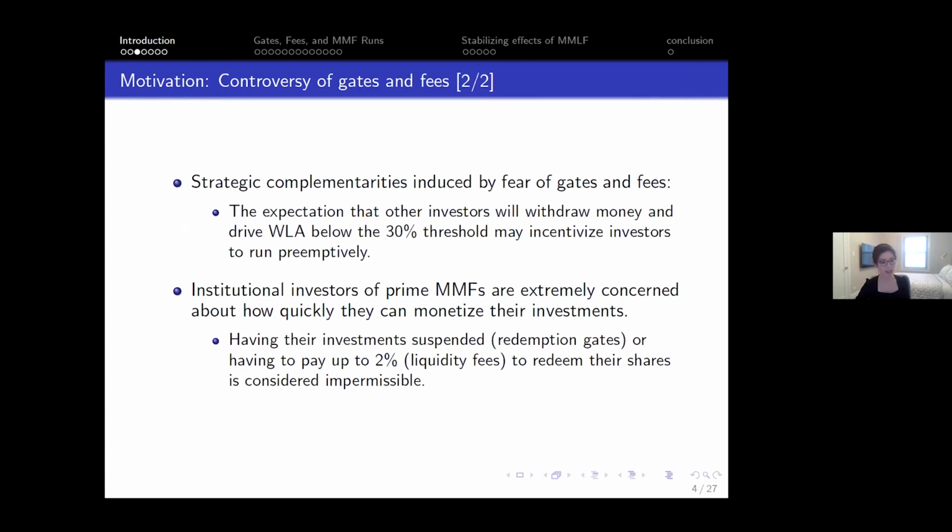And that is why gates and fees could introduce unintended consequences in terms of triggering preemptive runs by investors. The intuition is that there are strategic complementarities that can be induced by fear of gates and fees. That is, the expectation that other investors will withdraw money and drive WLA below the 30% threshold may incentivize investors to run preemptively. And this logic is consistent with the global game literature on bank runs. Another feature of institutional investors in prime money market funds also adds to these effects, as they are extremely concerned about how quickly they can monetize their investments. So basically, if you tell them your investment will be suspended, or you have to pay up to 2% in liquidity fees to redeem your shares, that is considered impermissible by these institutional investors.